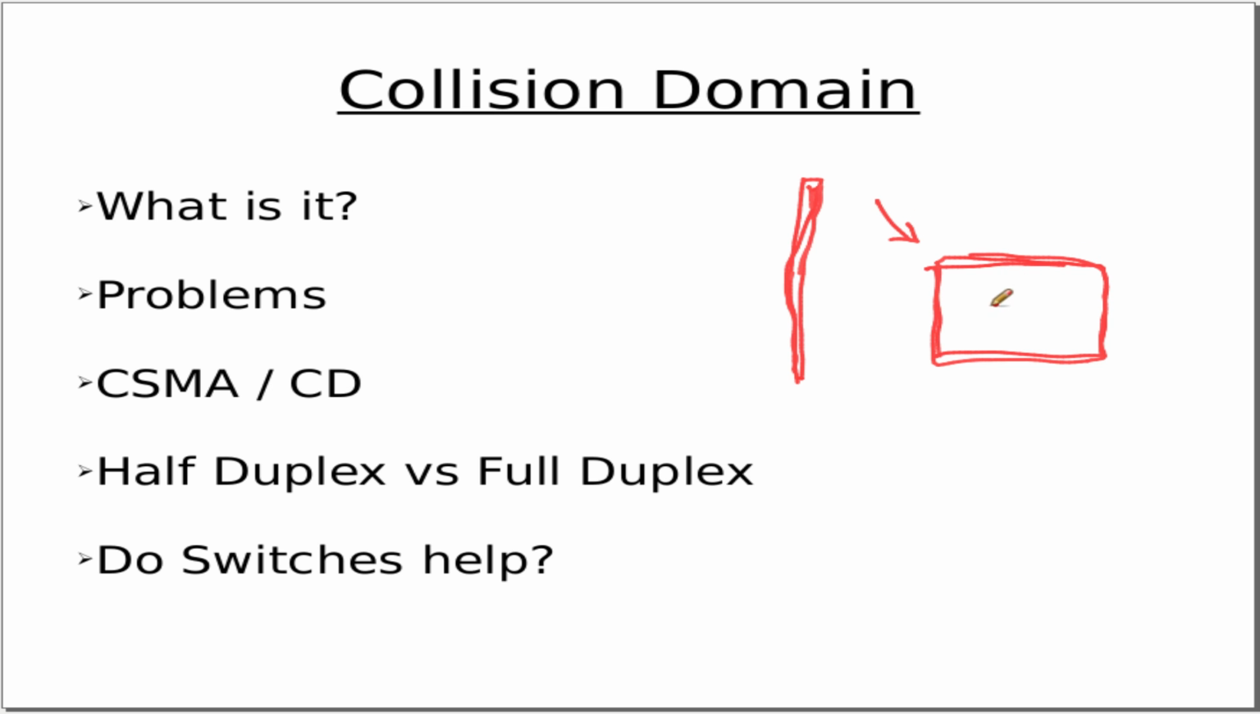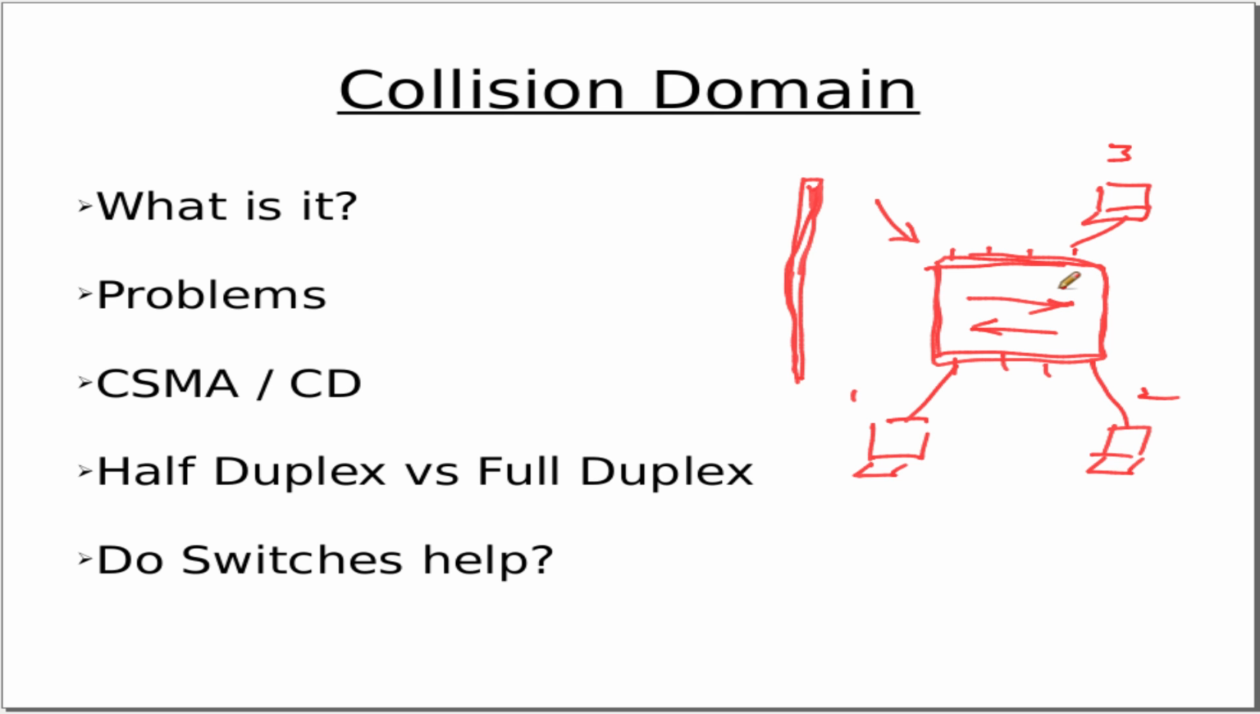So if we have a switch over here, it has got 4 ports on this side, and let's say we have 3 PCs connected. Then all of these PCs, if they want to send data to each other, even at the same time, collisions will not occur. Why? Because that's the functionality of the switch, that it breaks the collision domain.